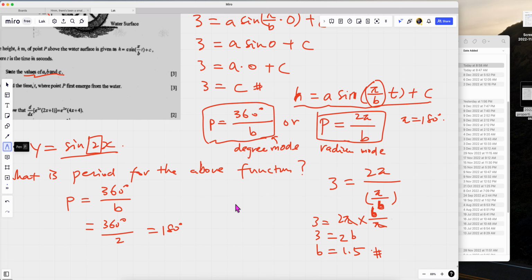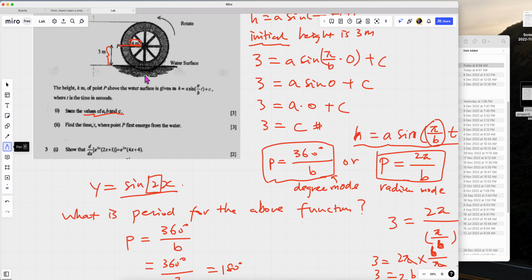Okay, done. So C is here, then B is here, right? And now it says this thing is actually 4 meter away. So what is this 4 meter radius for?